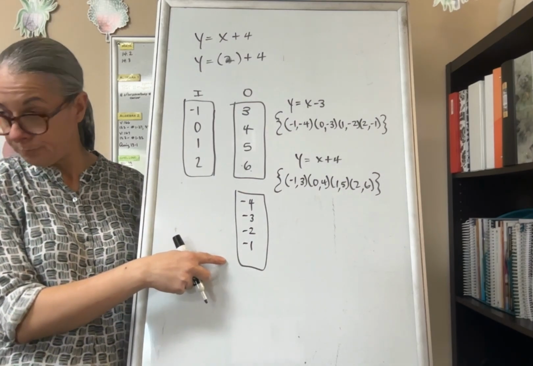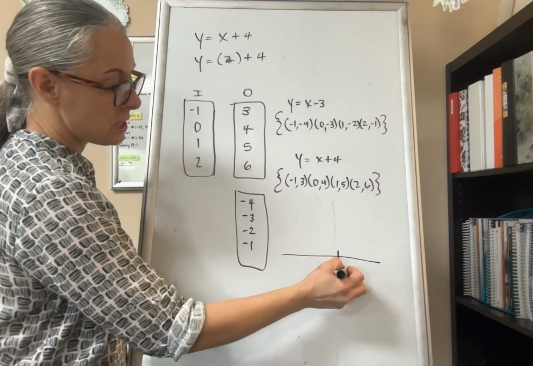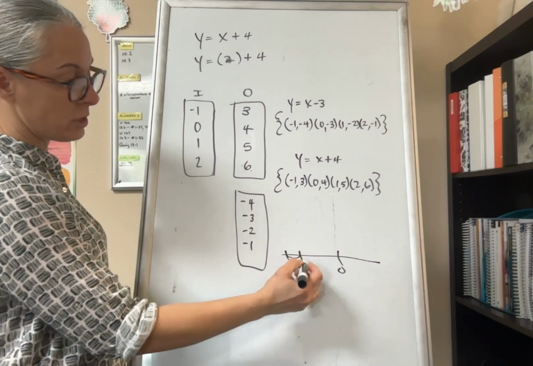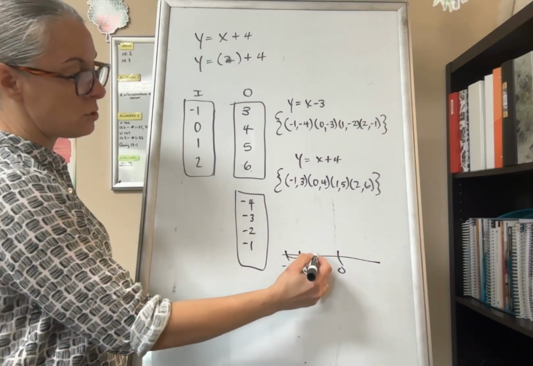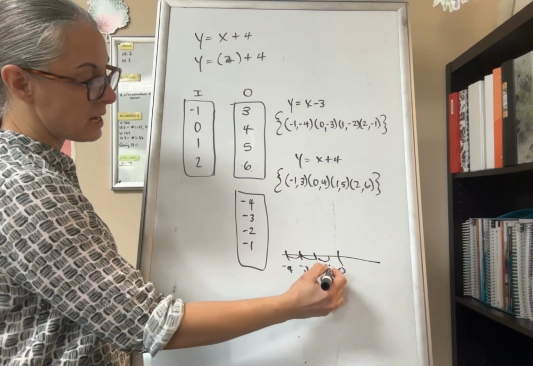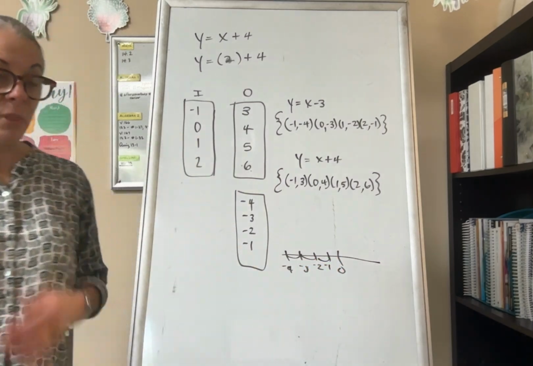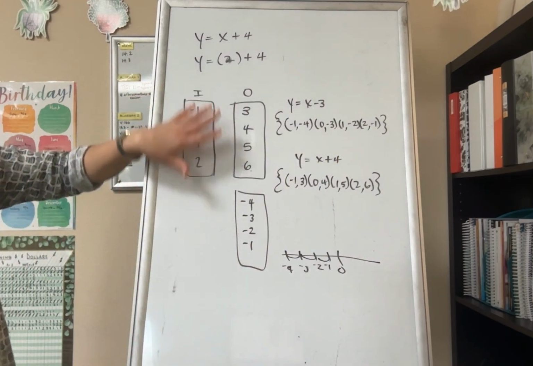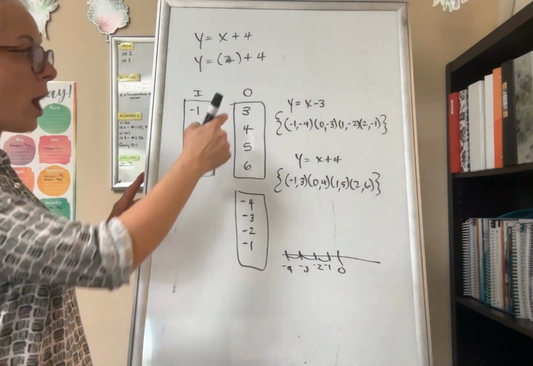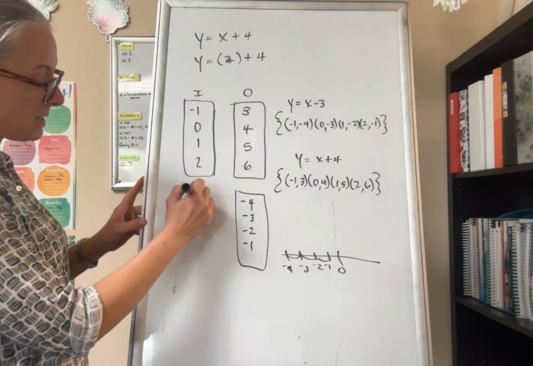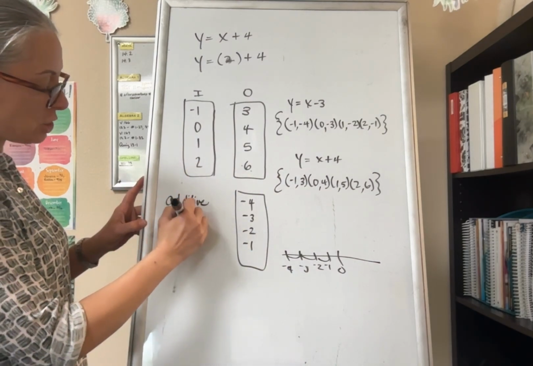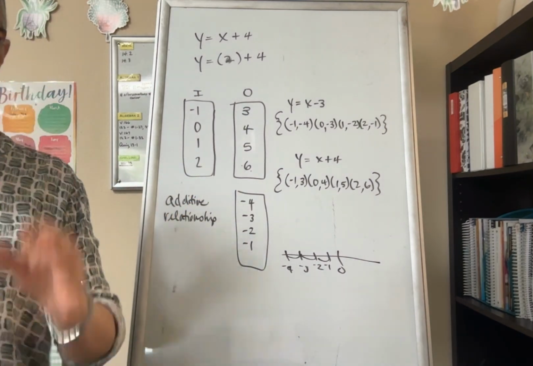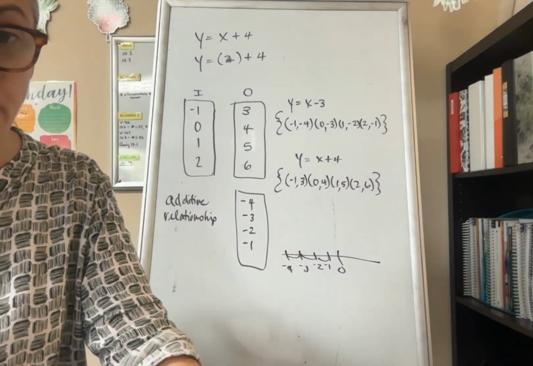If you were on a number line, right? Because here's your 0. If you were down here at -4 and you moved to -3, you've increased by 1. Then you move to -2, you've increased by 1. Then you move to -1, you've increased by 1. So even though we subtracted 3 and added 4, the outputs both increase by 1 every time. And we call this an additive relationship. Okay? So if you see those words in a problem, you need to know what they mean. That's an additive relationship.